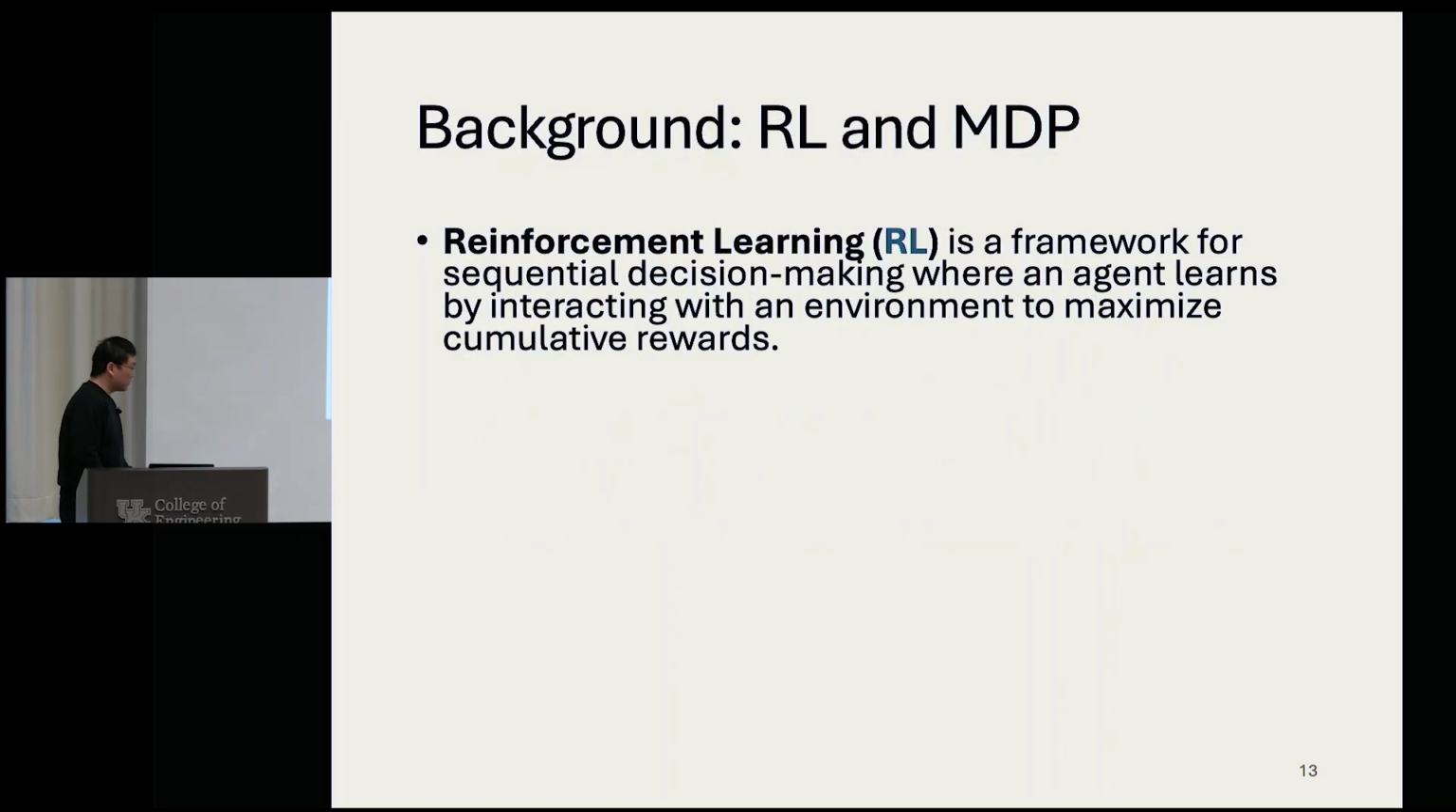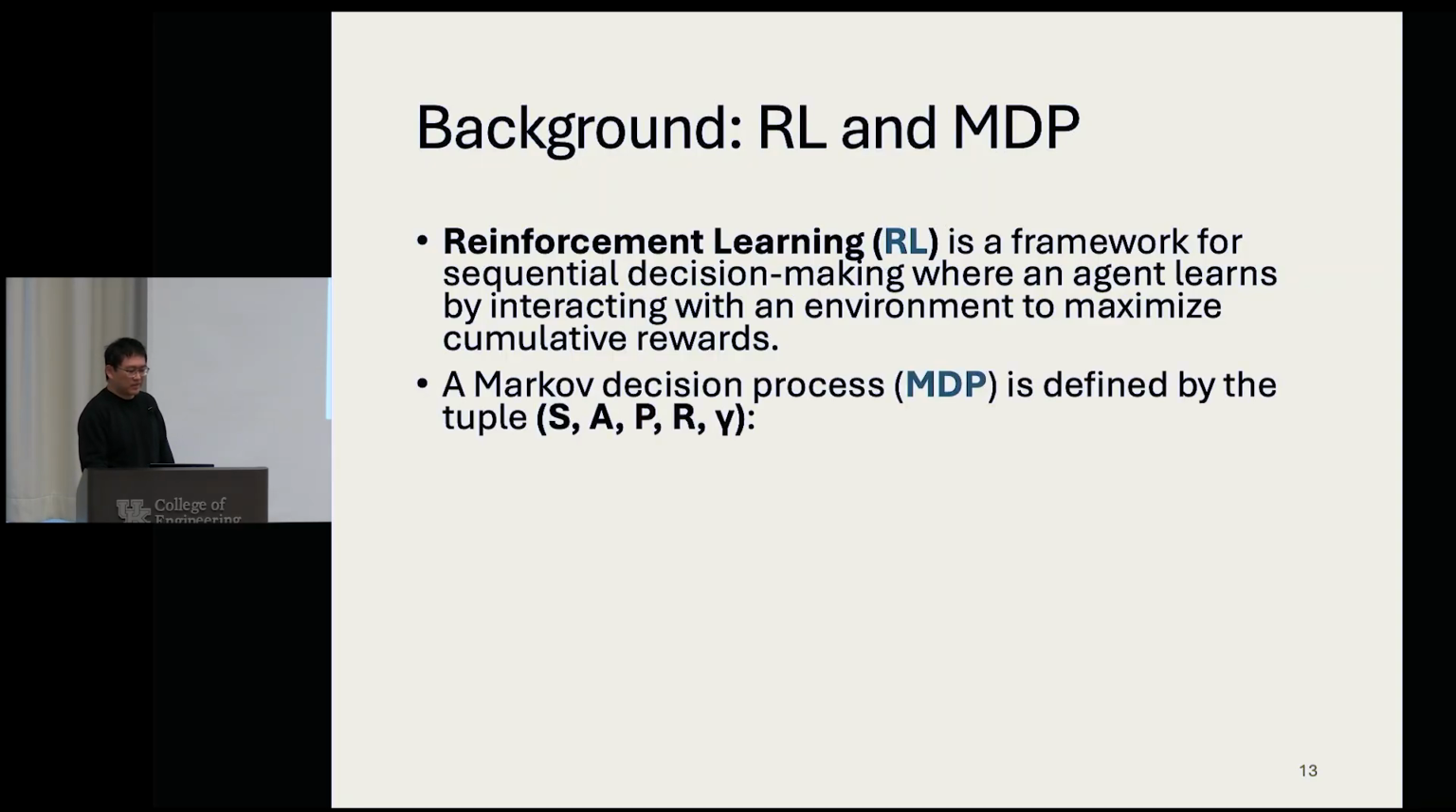Okay, so I also need to give some more background on reinforcement learning and MDPs. Reinforcement learning is a framework for sequential decision making where an agent learns by interacting with the environment to maximize the cumulative reward. I think many of you already know some information about reinforcement learning, so I won't spend too much time here. The MDP, or Markov decision process, is the very important concept behind reinforcement learning. It is usually defined with some parameters.